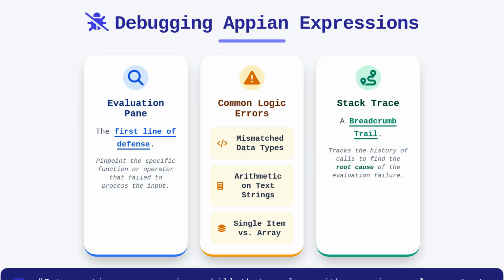Interpreting these messages is a skill that evolves with experience. But looking for the specific line or function highlighted in the stack trace is always the right place to start. A stack trace essentially tells you the history of calls that led to the fault, providing a breadcrumb trail back to the root cause of the evaluation failure.